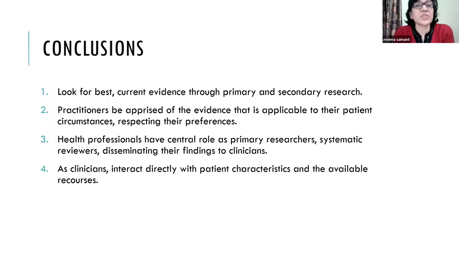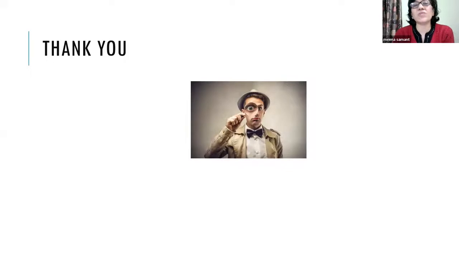So finally, coming to the conclusion of this brief introduction, we have to look for the best current evidence through primary and secondary research. Practitioners need to be apprised of the evidence that is applicable to their patient circumstances, respecting their preferences. And health professionals have a central role as primary researchers, systematic reviewers, and disseminating their findings to the clinicians. And as clinicians, we have to interact directly with the patient's characteristics and the available resources to give the best to the patients. So thank you all for patiently listening.